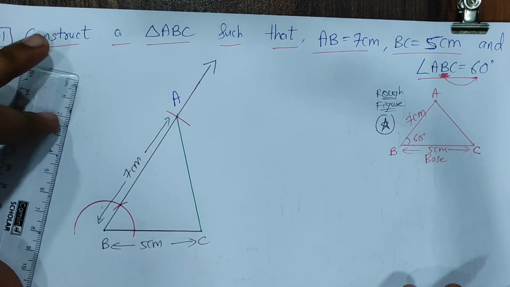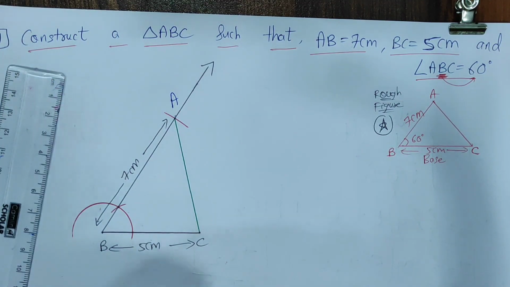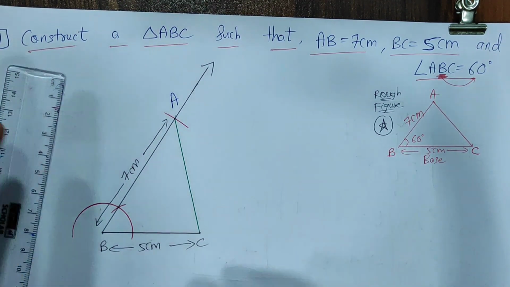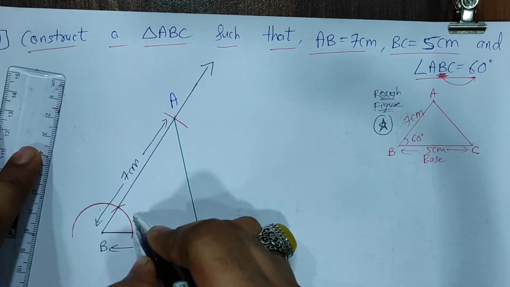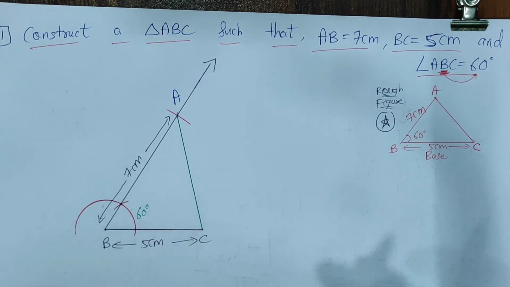Okay. So that's it, students. Triangle ABC. We formed this triangle ABC. Okay, I forgot to write a very important thing. This is 60 degree, right? This is 60 degree. That's it, students. Pause the video, please. Do it very neatly.